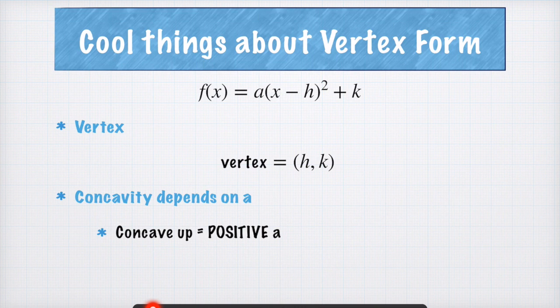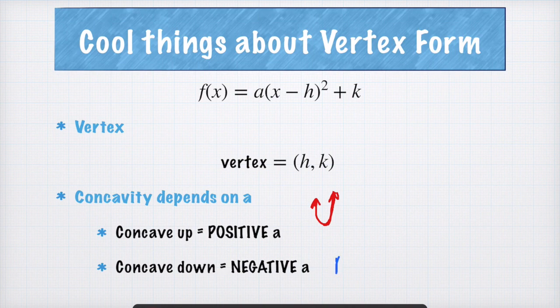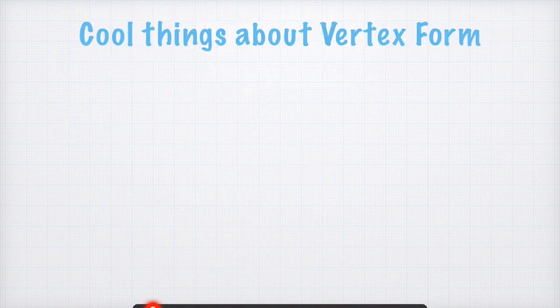So if a is positive, then the graph is going to be concave up. Remember, concave up looks like it's opening upwards. If a is negative, then we're going to be concave down. So a positive, concave up, it opens up. A negative, concave down, opening down. Here's another cool thing that goes along with that.